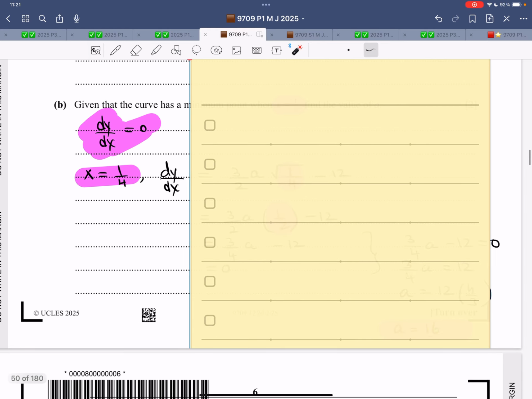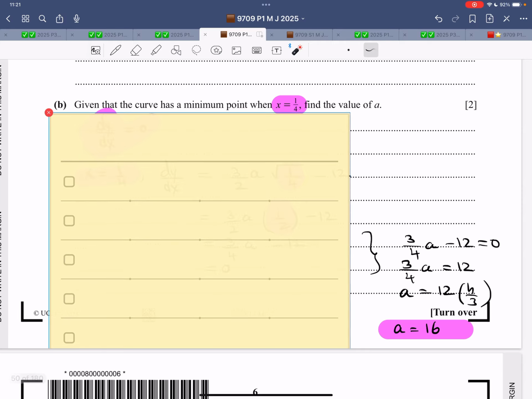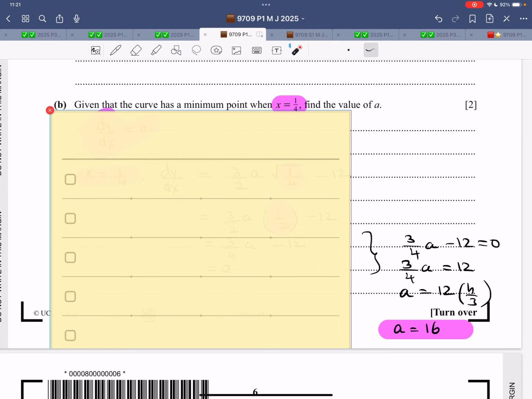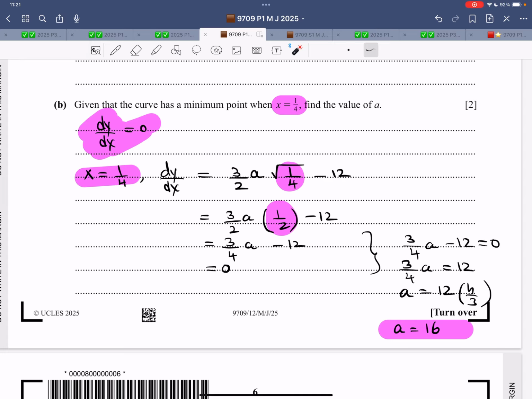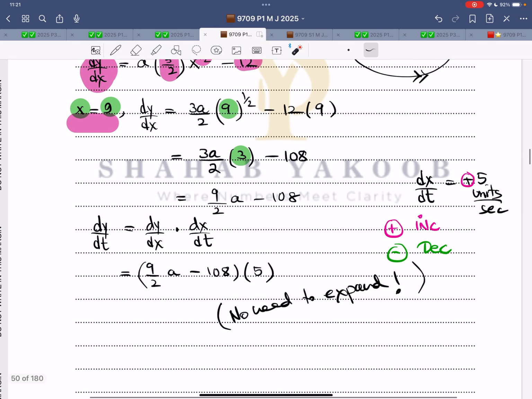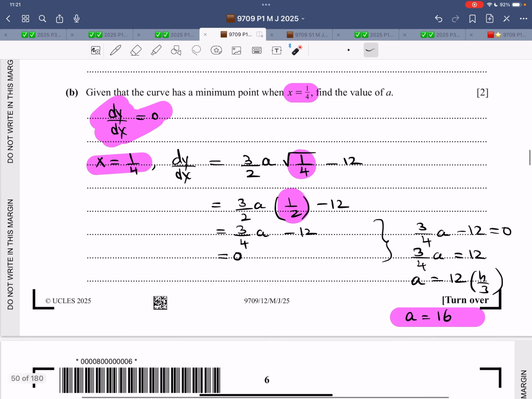Now the second part is also there. What is the second part? Given that the curve has a minimum point when x is 1/4, find the value of a. So for a stationary point, whether it's a maximum, whether it's a minimum, dy by dx equals 0. Plug in x equals 1/4 in dy by dx. Simplify, equate it to 0, we find the value of a, that comes out to be 16. So this is like 3 marks and 2 marks, pretty basic.